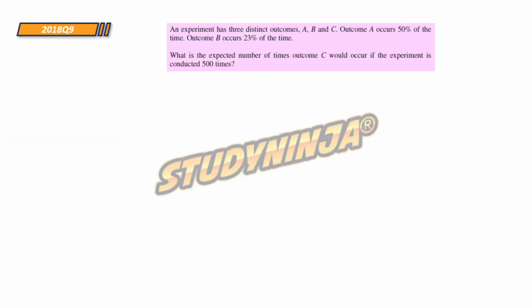Now let's look at the question, 2018 question number 9. What you're given here is an experiment that has three distinct outcomes, A, B, and C. Outcome A occurs 50% of the time, outcome B occurs 23% of the time. And what you're told is that the experiment is conducted 500 times. They're asking what is the expected number of times outcome C would occur. Firstly, the question is in descriptive form, which is why it's categorized under descriptions.